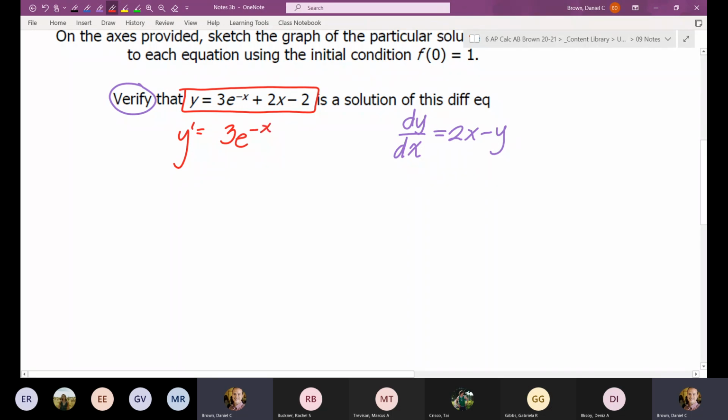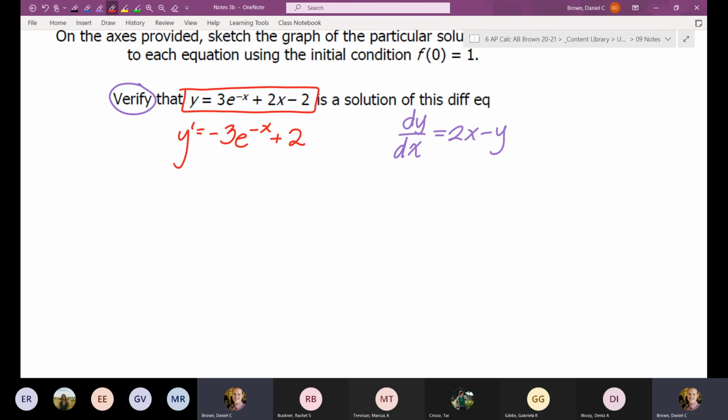What rule do I also need to remember? Chain rule. So times -1. The derivative of 2x is just 2, and the derivative of -2, of course, goes to 0. dy dx and y prime, remember that's just the same thing in different notations. I need to somehow show that what's in red is exactly the same thing as what's in purple.